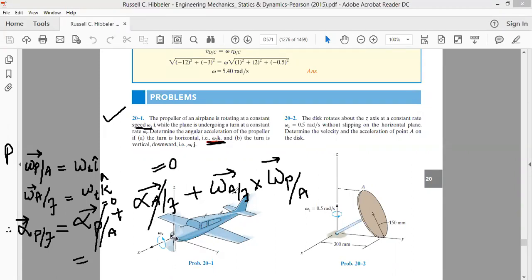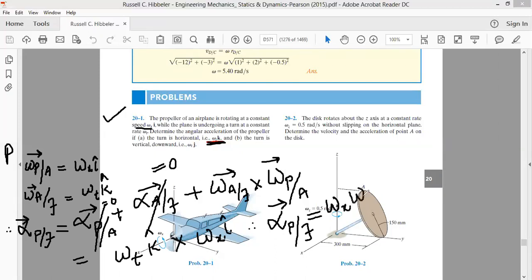So we are left with two terms: the angular velocity of the aircraft with respect to the ground, which is given as omega t k cap, and its cross product with the angular velocity of the propeller with respect to the aircraft, which is equal to omega x i cap. Okay. Therefore, we can say that the angular acceleration of the propeller with respect to the ground frame of reference is equal to omega x multiplied by omega t, and we have k cross i, and k cross i is equal to j cap. So this is a very, very important expression we are getting.